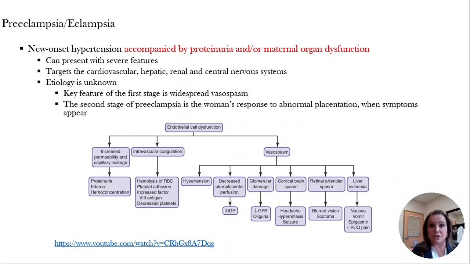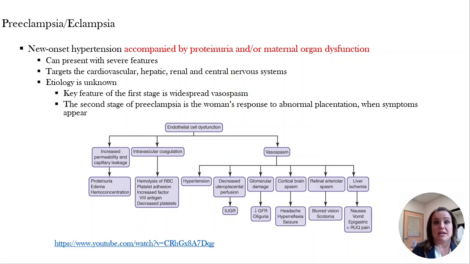shown by either proteinuria or abnormal liver function tests, clinical signs and symptoms of the disease. Most of the issues arise in the cardiovascular, renal, CNS, and hepatic systems. So those are kind of the ones that are hardest hit by preeclampsia. We see changes in the kidney function. We see changes in the liver function. We see changes in the central nervous system. Those are all the changes that would lead us to think that this patient has preeclampsia.